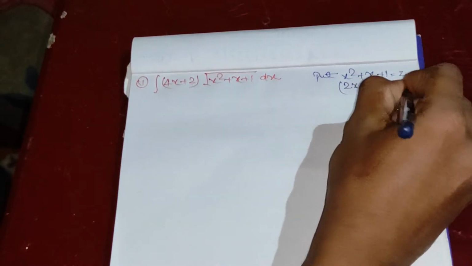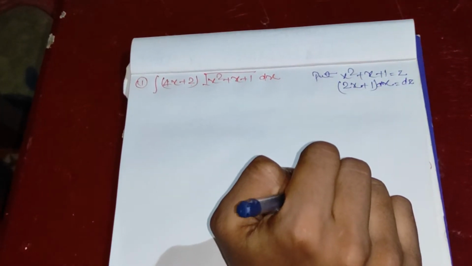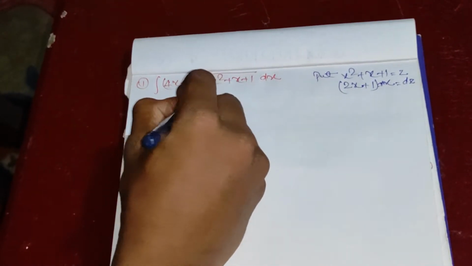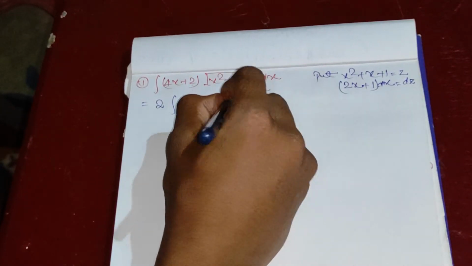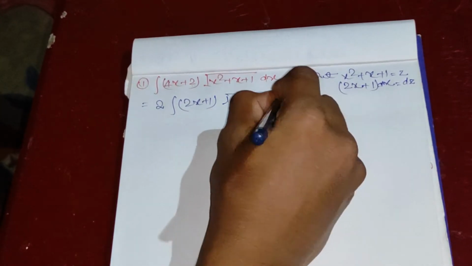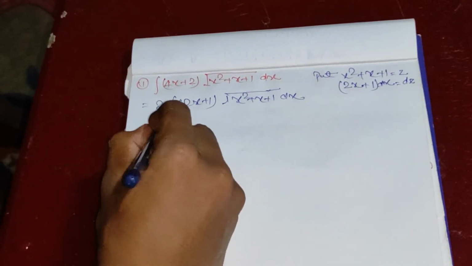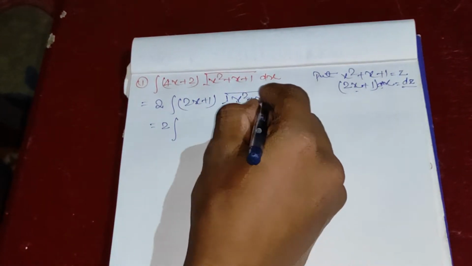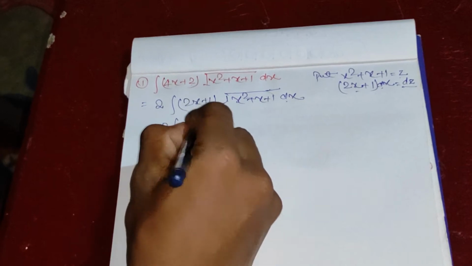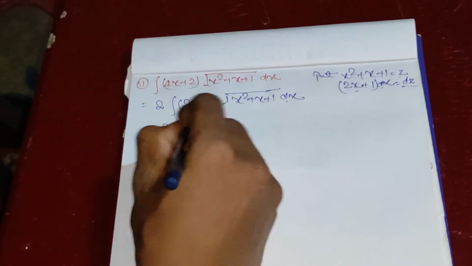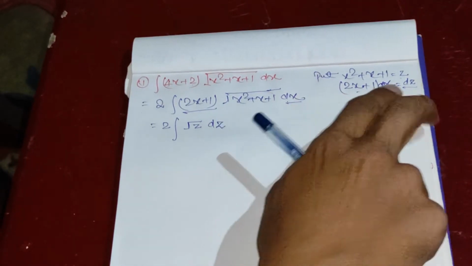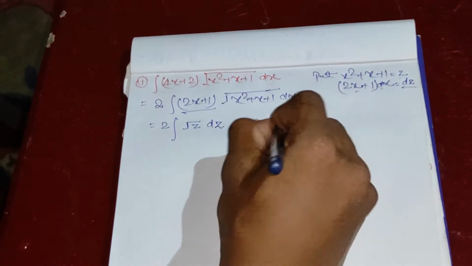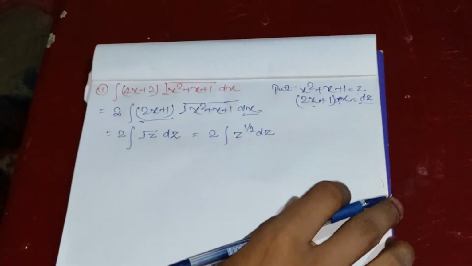After differentiation we have (2x + 1) dx equal to dz. So now put this. If we take 2 common we have 2 times (2x + 1) under the square root of x² + x + 1 dx. Now (2x + 1) dx we can write as dz, and this term we have assumed z. So it becomes square root of z and dz. So it becomes 2 times the integration of z to the power 1/2 dz.